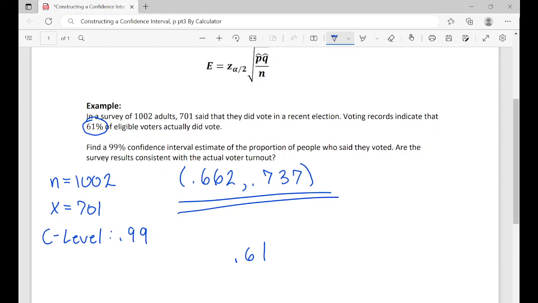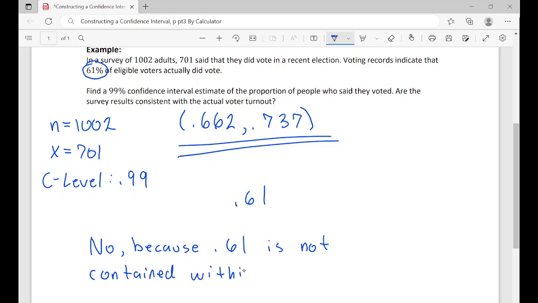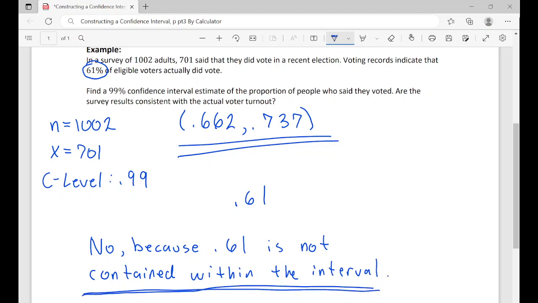So are the survey results consistent with actual voter turnout? The answer is no, because 0.61 is not contained within the interval. Since it's not contained within the interval, then they are not consistent.